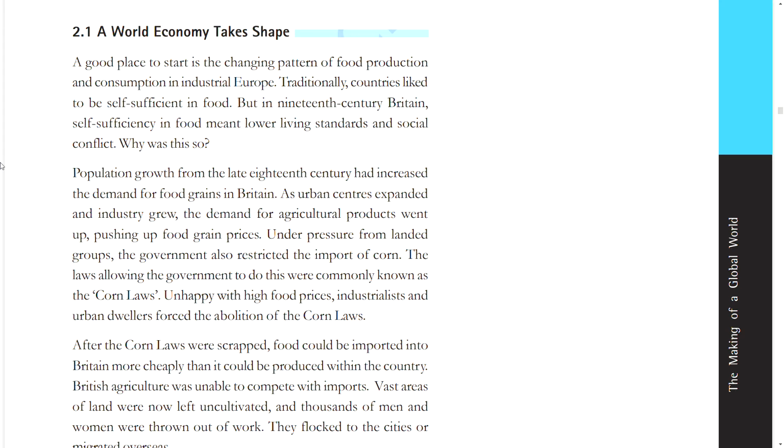Population growth from the late 18th century had increased the demand for food grains in Britain. As urban centers expanded and industry grew, the demand for agricultural products went up, pushing up food grain prices under pressure from landed groups. The government also restricted the import of corn. The laws allowing the government to do this were commonly known as the corn laws. Unhappy with high food prices, industrialists and urban dealers forced the abolition of the corn laws.